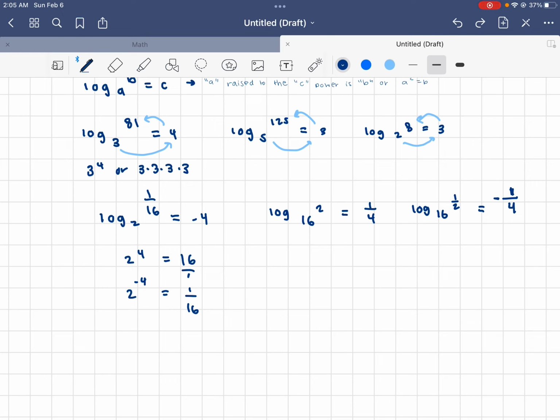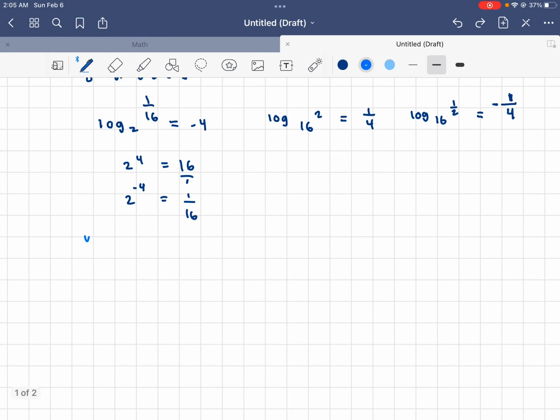So when you have a negative exponent, I'm going to write this down. So when you have a negative exponent, it flips the fraction.